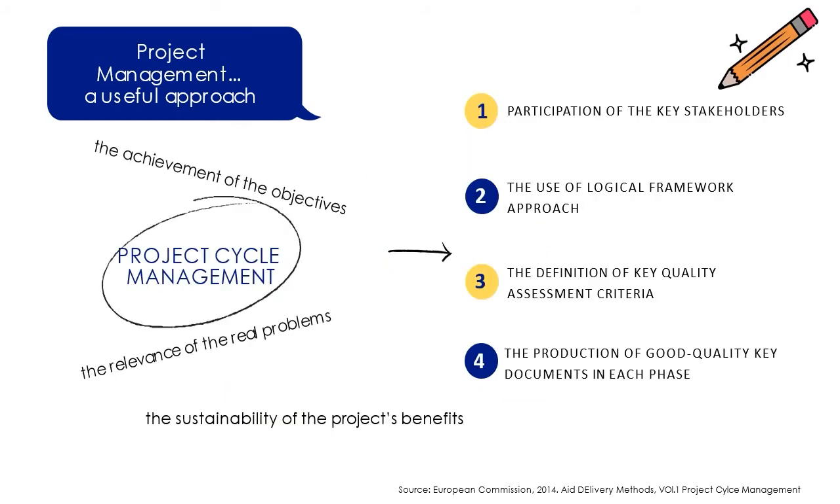To guarantee the achievement of the project's main goals, such as the relevance to the real problems of the target focus, the achievement of the objectives set and the consequent feasibility of them, and the sustainability of the project's benefits, PCM requires the active participation of key stakeholders and aims to promote local ownership. It uses the logical framework approach tool, as well as other tools, to support a number of key assessments and analyses, including stakeholders, problems, objectives and strategies, the definition of key quality assessment criteria in each stage of the project cycle, and the production of good quality key documents in each phase, with commonly understood concepts and definitions, to support well-informed decision-making.